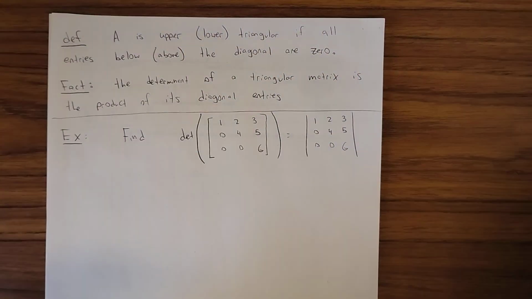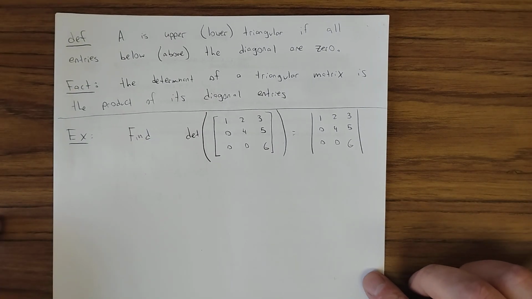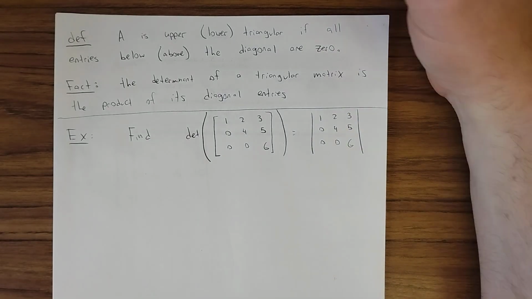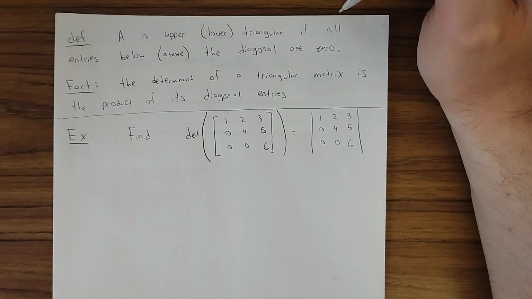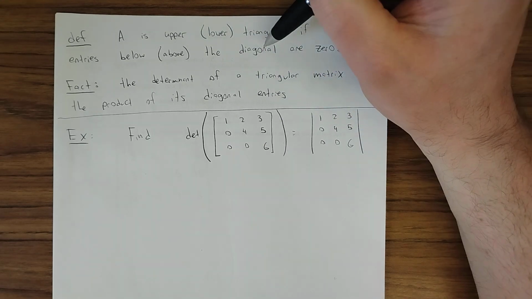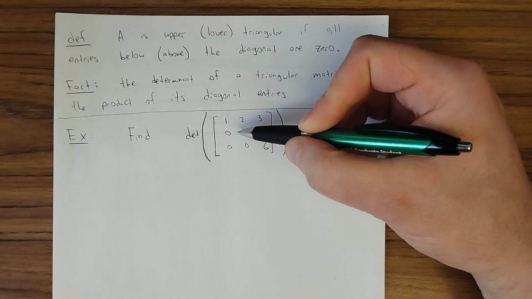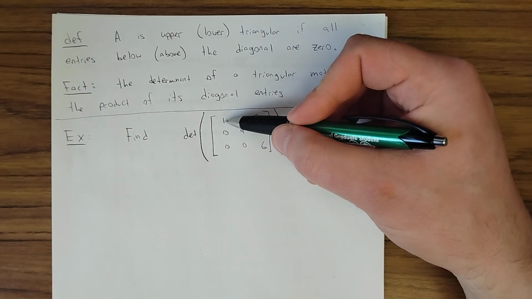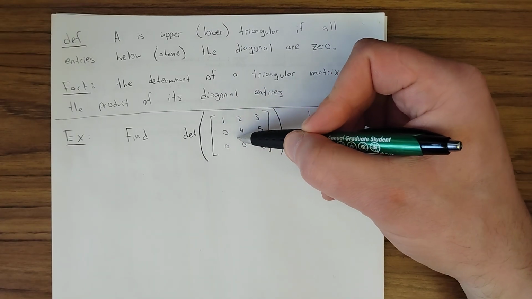So we need to learn how to be sort of more sophisticated. So let's build up to that. So a matrix is upper triangular if all of the entries underneath the diagonal are zero. Like this one. The diagonal, when I say the diagonal, I mean top left to bottom right, and all the entries beneath it are zero.